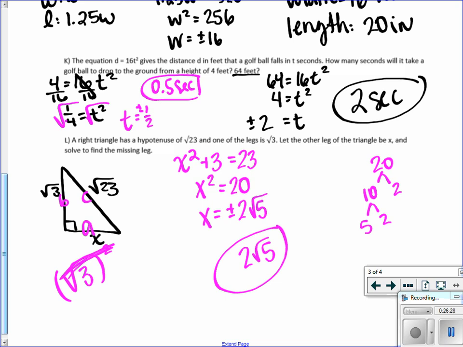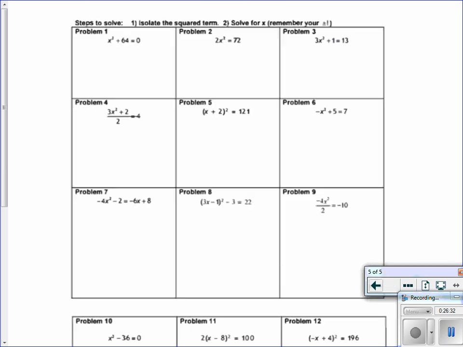Don't pack up yet. There's one more part I want to talk about real quick. This next page is your homework. But I want to do number 1 together. What would we do to solve number 1? Subtract 64. And then we would take the square root of it. Right? Who has a calculator?